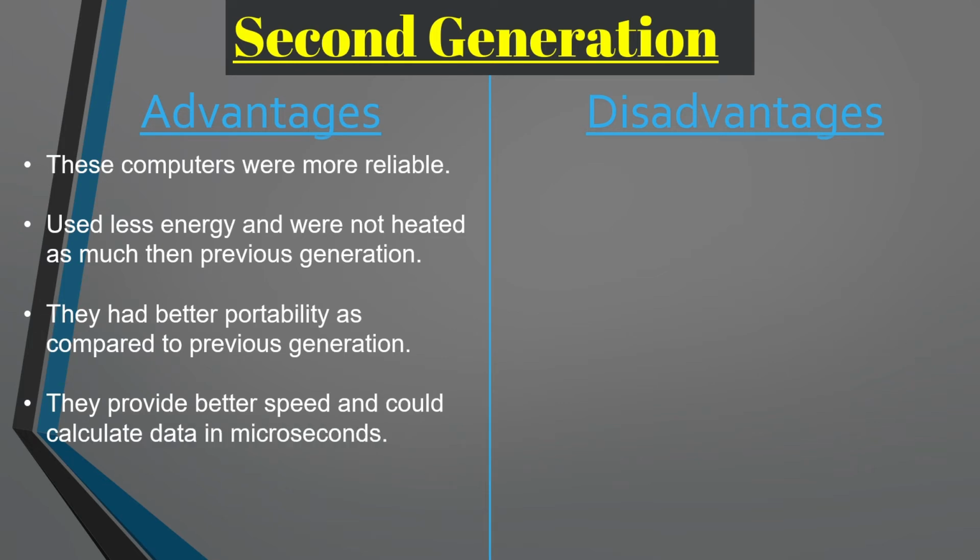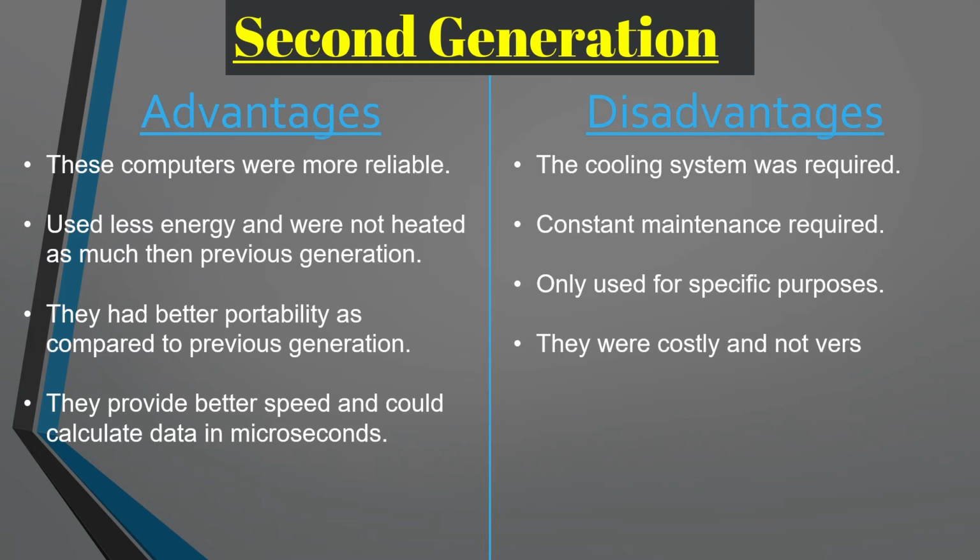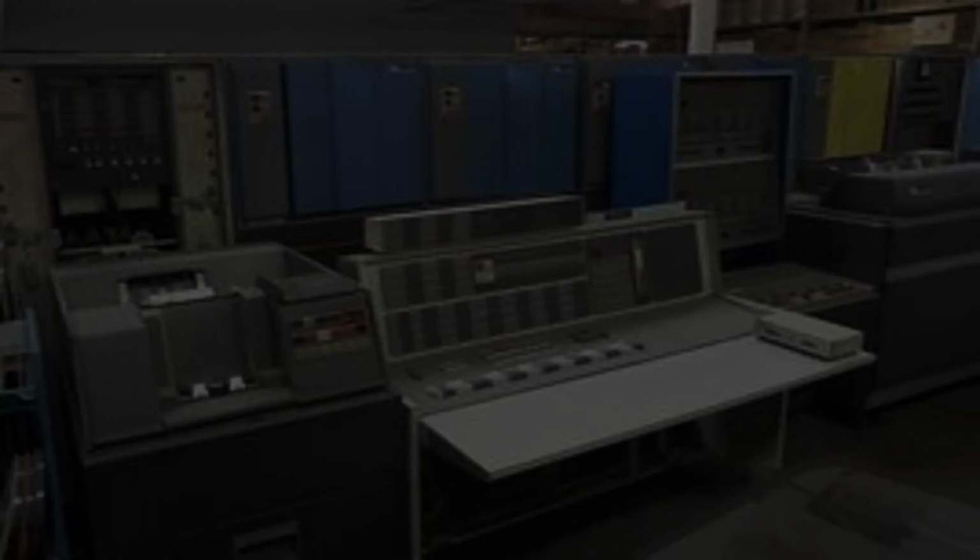But besides that, there are also some disadvantages. The disadvantages are the cooling system was required, meaning they still generate a lot of heat. Constant maintenance is also required. They were only used for specific purposes, meaning they were still not used for general purpose, and they were also costly and not versatile.